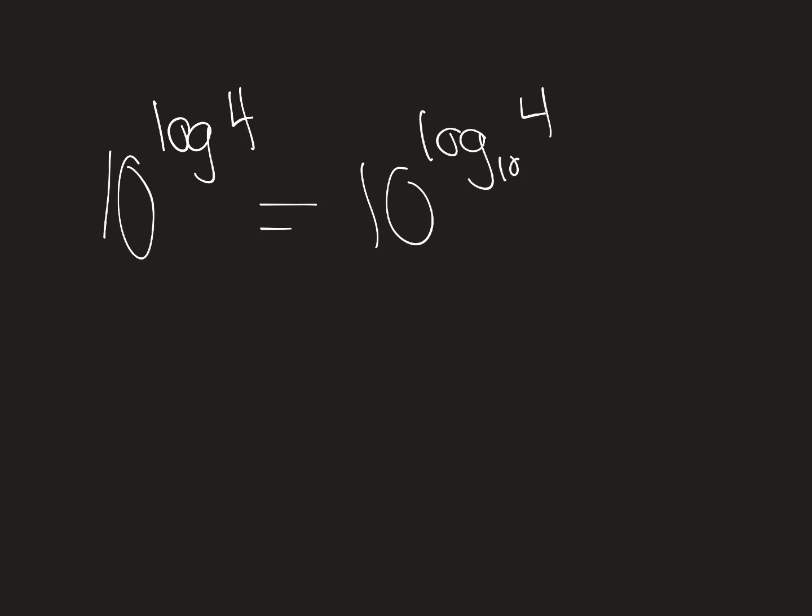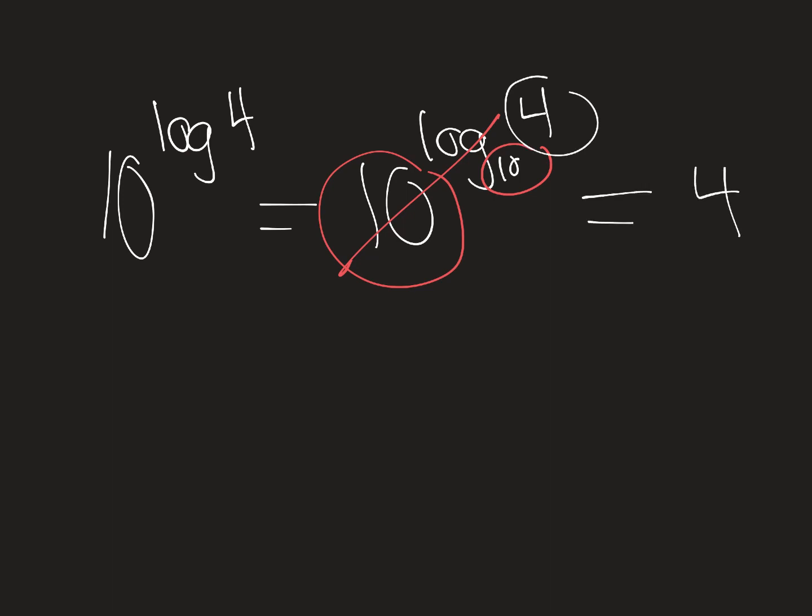So for example, let's look at this one. I have 10 raised to the log of 4. That's the same thing as 10 to the log base 10 of 4. Because the base for my exponential and the log base are the same, these will undo each other, which means we are just left with what was right here, which is our 4. So our answer is 4.